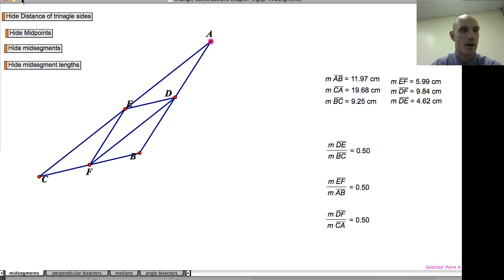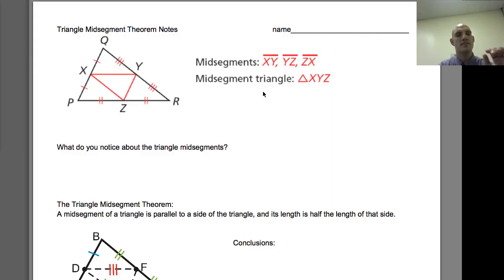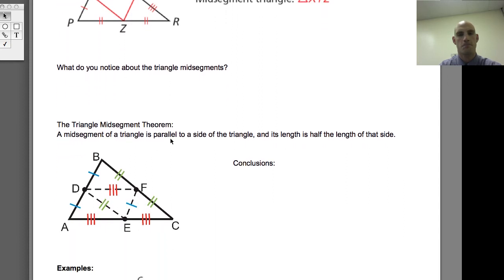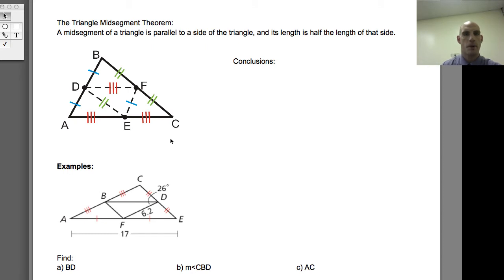That's what I'm talking about when we start to talk about the midsegment theorem. The midsegment theorem is based on the concept of having a triangle with midsegments in the middle and a midsegment triangle. We notice the midsegments form a ratio of a half with what? Let's look. Triangle midsegment theorem: the midsegment of a triangle is parallel to a side of the triangle and it's half the length of that side.